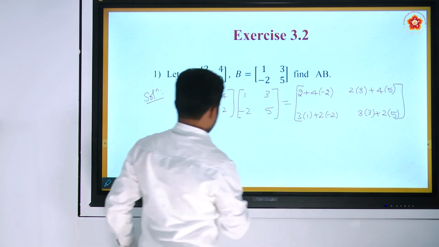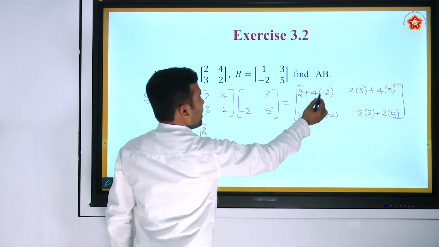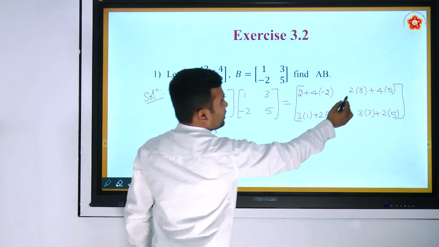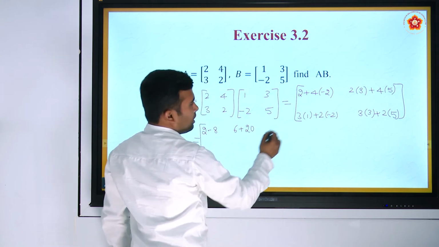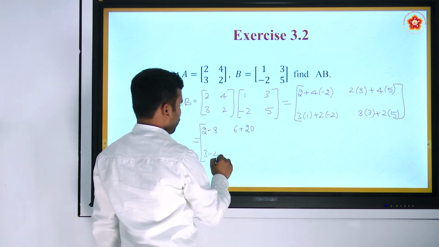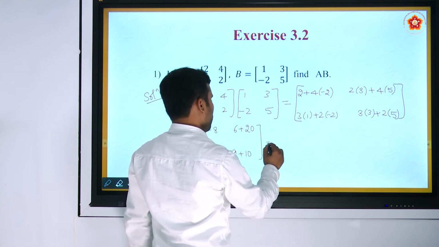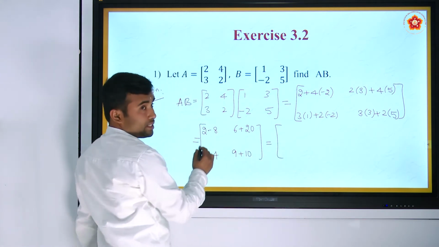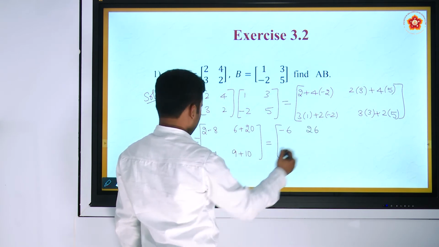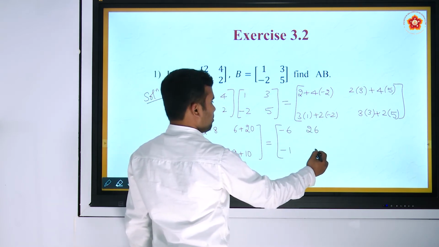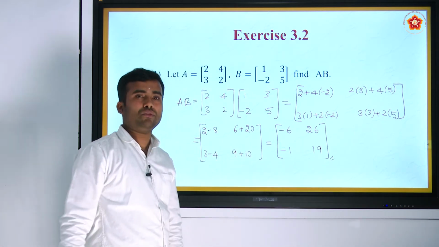So tell me the product matrix here, that is 2 minus 8, and here 6 plus 20, 3 minus 4, 9 plus 10. So the product matrix is 2 minus 8 is minus 6, 6 plus 20, 3 minus 4, 9 plus 10. This is the product matrix. This is how we can do the multiplication of two matrices.